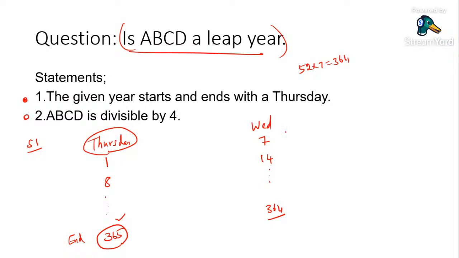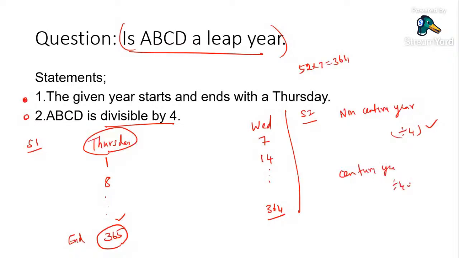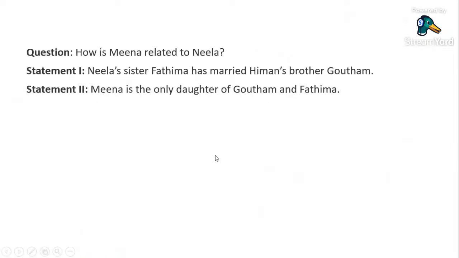Now let's move to statement 2. What does statement 2 say? The year ABCD is divisible by 4. Just by saying divisible by 4, you cannot decide, because for a non-century year, divisible by 4 is fine, but for a century year, it has to be divisible by 400, not by 4. So statement 1 alone is sufficient. Got it? Let's move to the next.